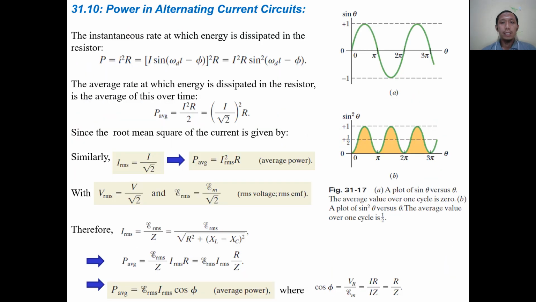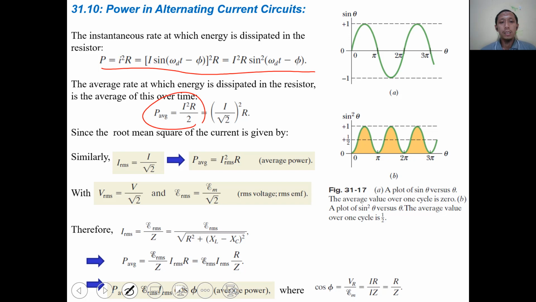Okay, and then we have the power in alternating current circuits. So the power P is equal to I squared R here. So I squared is equal to I sin(ωt − φ) squared, so P is I squared R sin squared(ωt − φ). So the average rate will be like this.